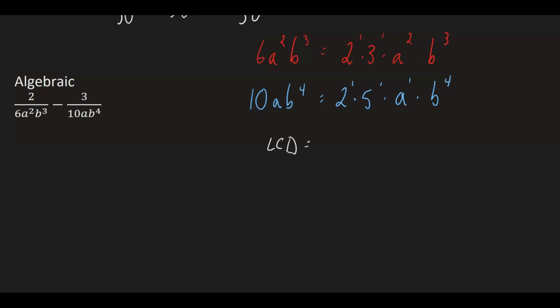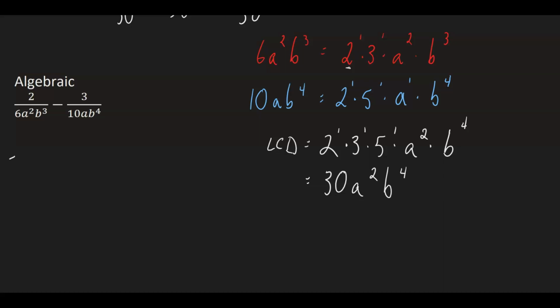to their highest power. So we look at the 2's first. The highest power on the 2's is 1. Then we'll look at the 3. The highest power on any 3 as a factor is 3 to the 1. Then I'll look at the 5. The highest power is a 1. Then I'll look at the a's. The highest power is a 2. And then I will look at the b's, and the highest power is 4. So this lowest common denominator is actually 2 times 3 times 5, which is 30a squared b to the 4. There is our lowest common denominator.